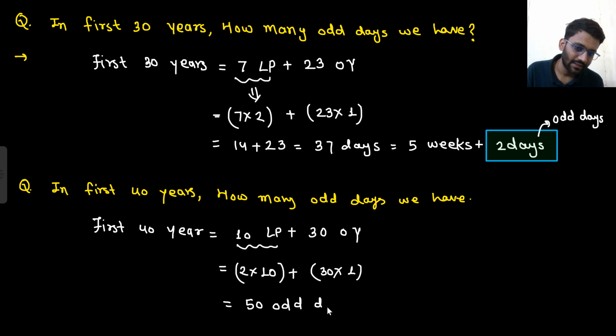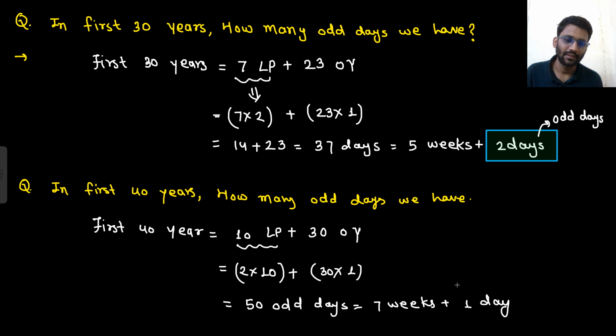But is that the correct answer? No. 50 odd days means 7 weeks plus 1 odd day. So this is the number of odd days.